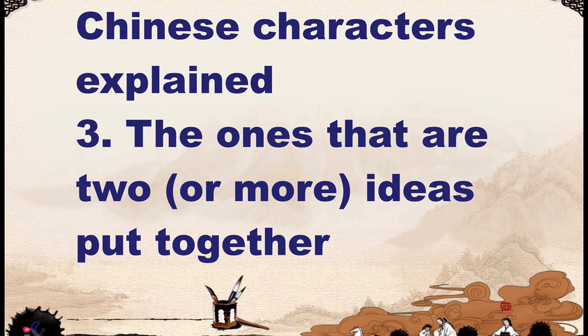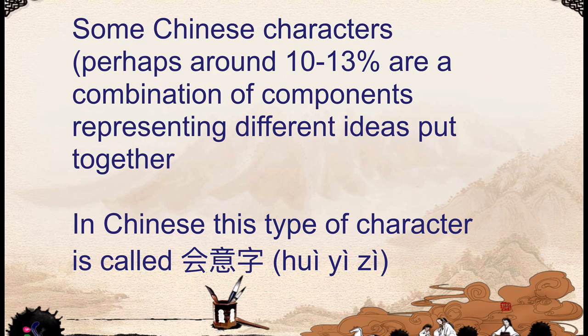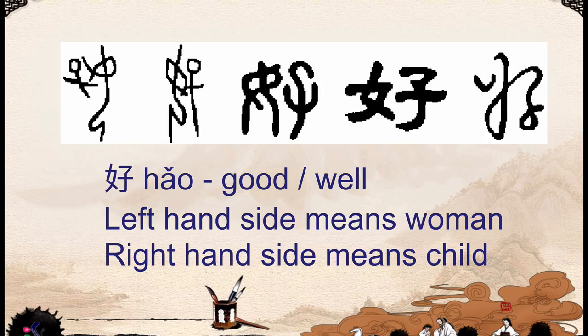Chinese characters in detail. And the type of Chinese character that we're going to look at in this video are Chinese characters that have 2 or more ideas, or 2 or more parts of the character with meaning, put together. And this type of character represents roughly around 10 to 13% of Chinese characters. They're a combination of different ideas put together. And in Chinese, this type of character is called 会意字. So let's have a look at some examples.